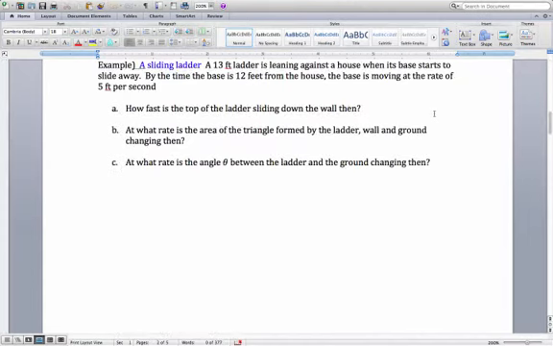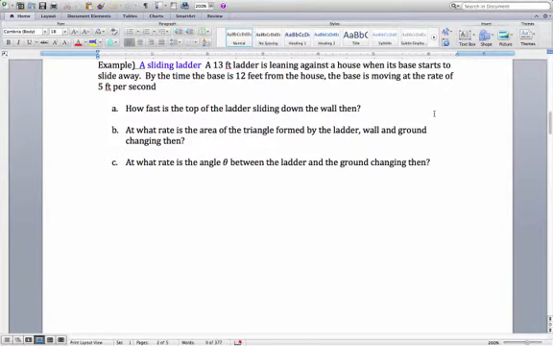So here's our first example, a sliding ladder problem. And this example has got a lot of things going on with it. First of all, understanding the problem. We have a 13-foot ladder that is leaning against the side of a house. The base is sliding away. When the base is 12 feet from the house, the base is moving at a rate of 5 feet per second. And then what the problem asks us to do is in 3 steps here.